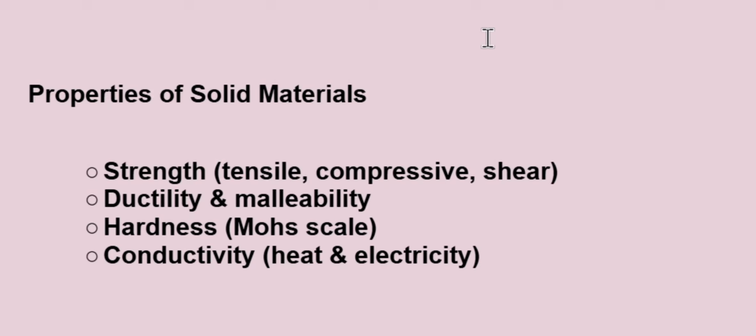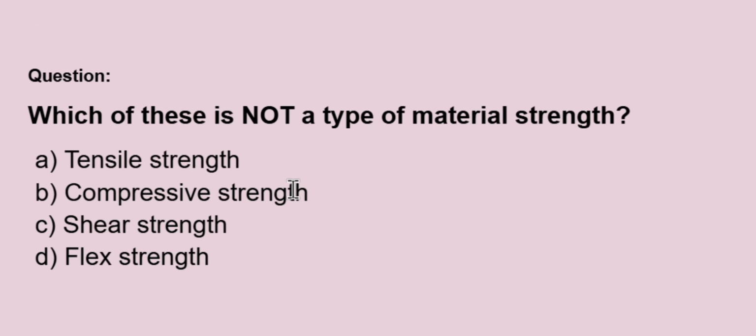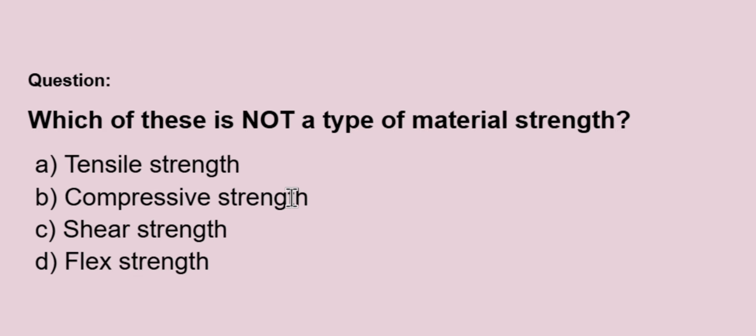In this video, we're talking about the different types of strength, then what it means for a material to be ductile or malleable, and how they're similar and different, then hardness, and finally conductivity, how well a material conducts either electricity or heat.